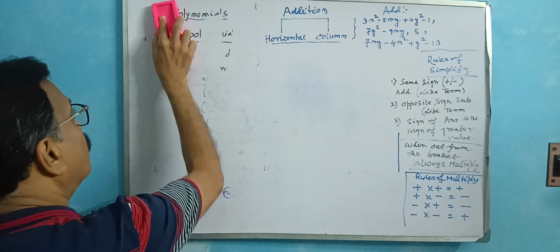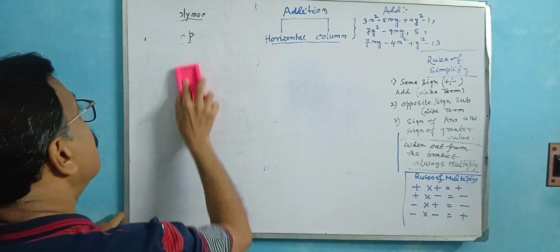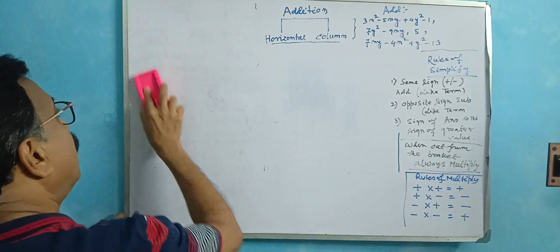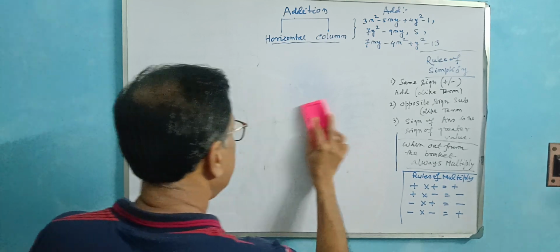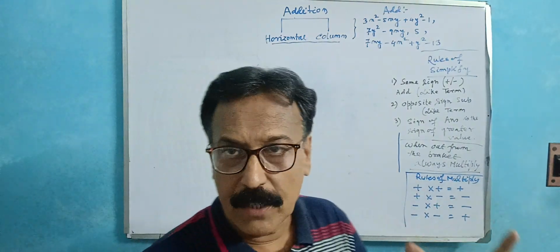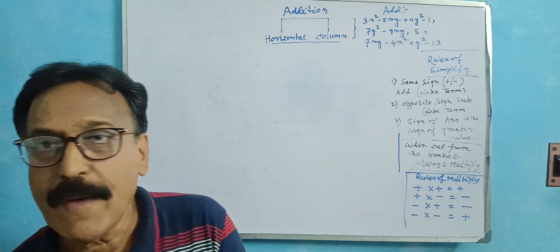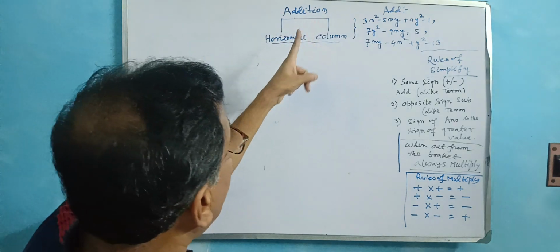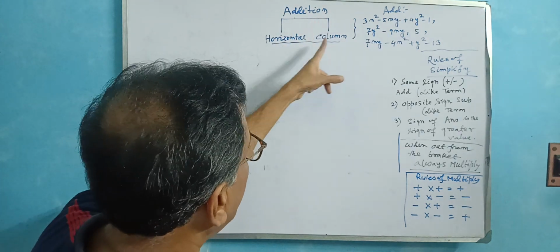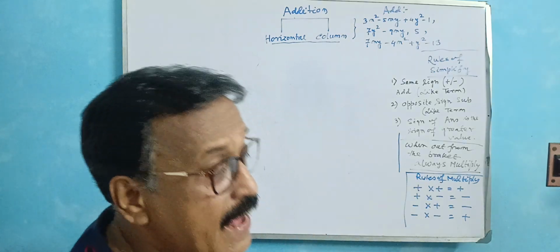Okay, now you just understand which one is the like term, which one is the unlike term. In algebra, 2 parts are there: one is the numerical part and one is the literal part. When the literal parts are the same, you can add. In the case of addition, there are 2 processes: the horizontal process and the column process.